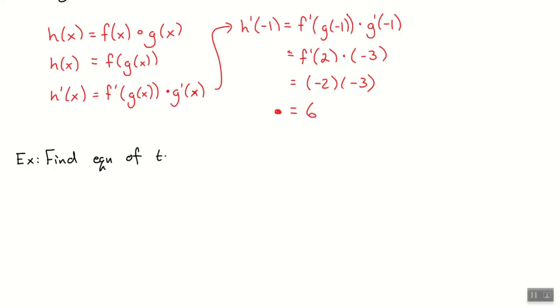Okay. Find the equation of the tangent line to the graph of y equals the square root of 2x plus 1 when x equals 4.